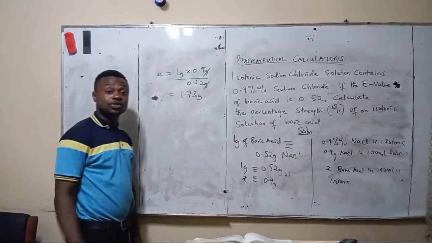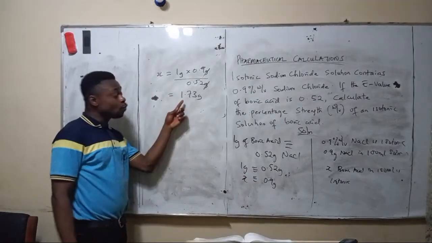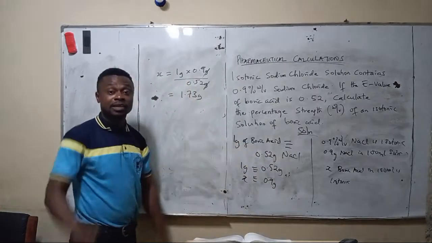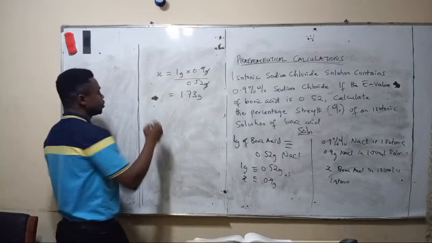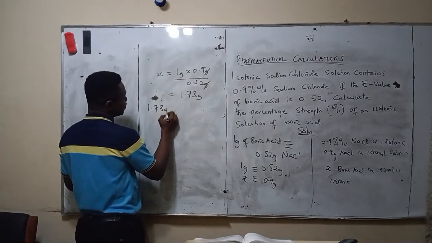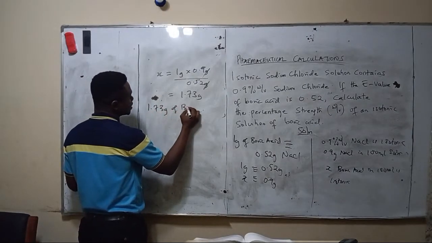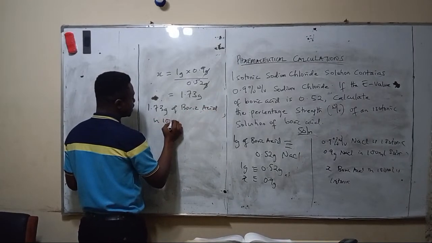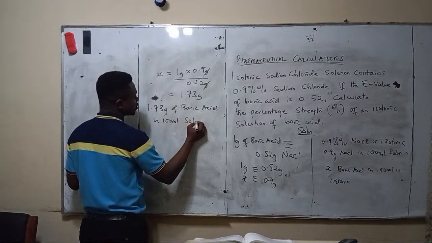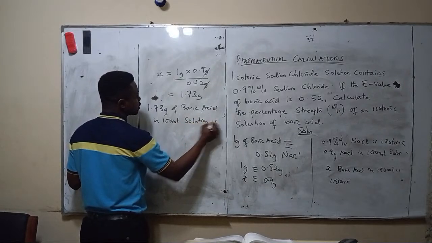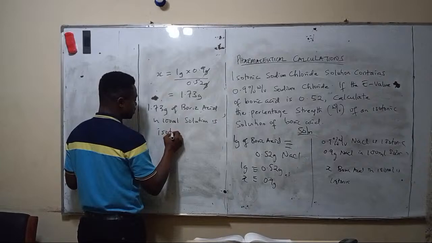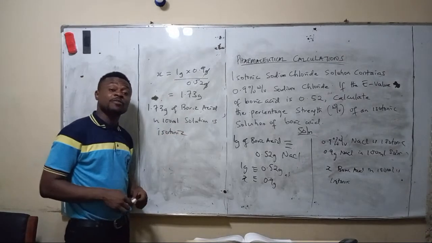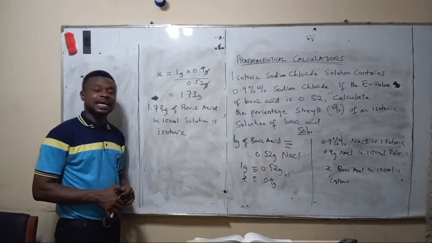0.9 gram of what? Sodium chloride. So that means 1.73 gram of boric acid in 100 ml is isotonic. So 1.73 gram of boric acid in 100 ml solution is what? Isotonic. So 1.73 gram of boric acid in 100 ml solution is isotonic.